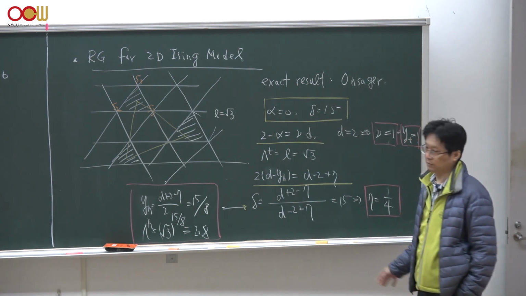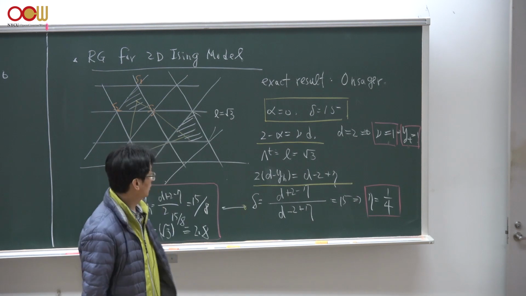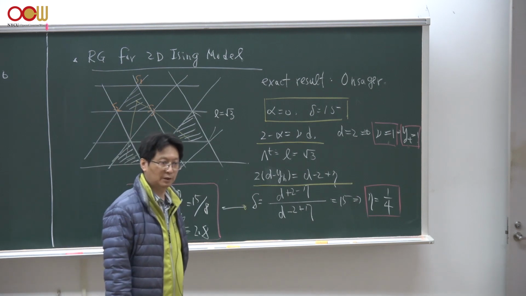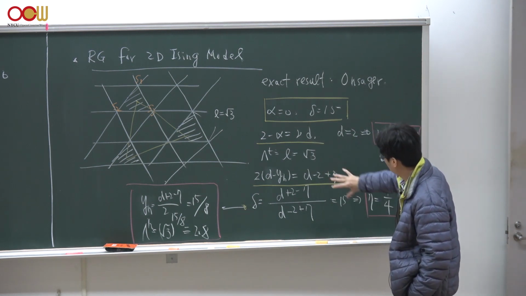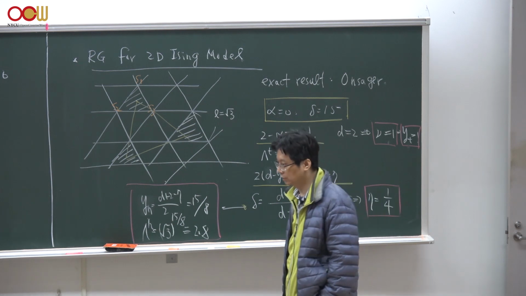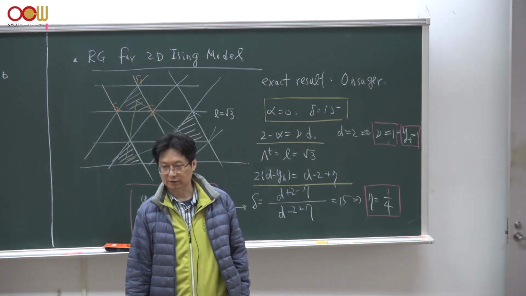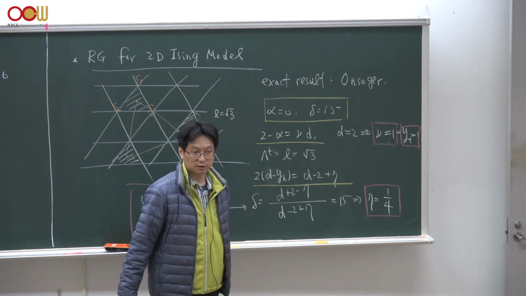So that's the reference point that we will stand on, and next time we will start to use RG for this two-dimensional triangular lattice Ising model, and we will approximately get to Onsager's exact results. Of course, RG is not an exact method, but approximately this method will lead to the same results as the exact result.